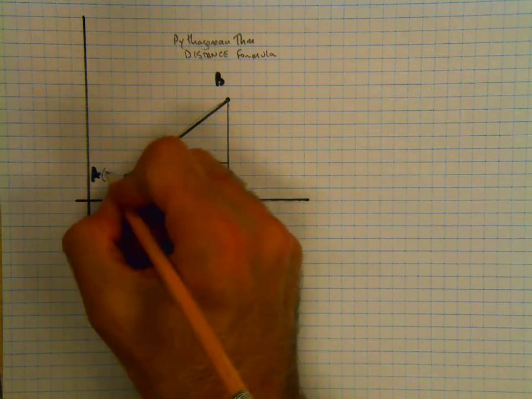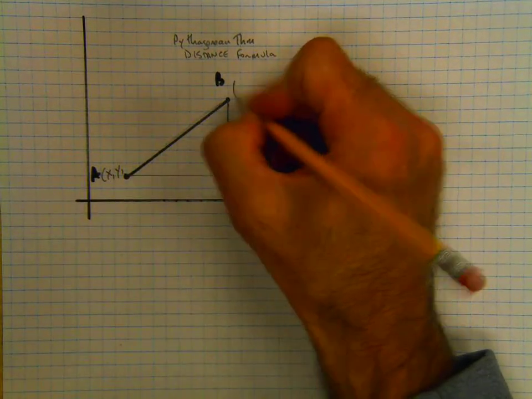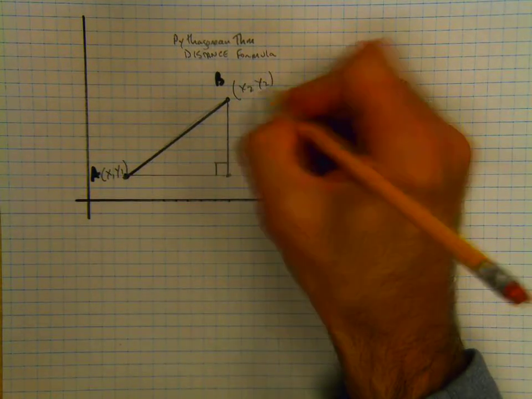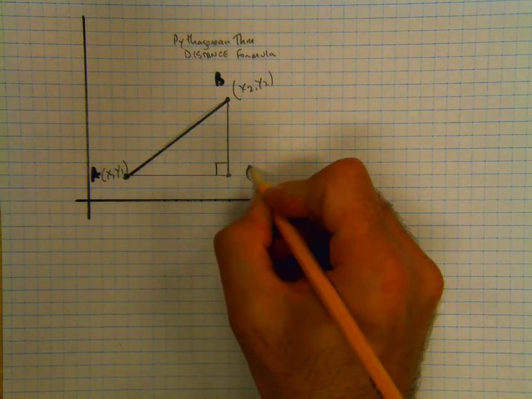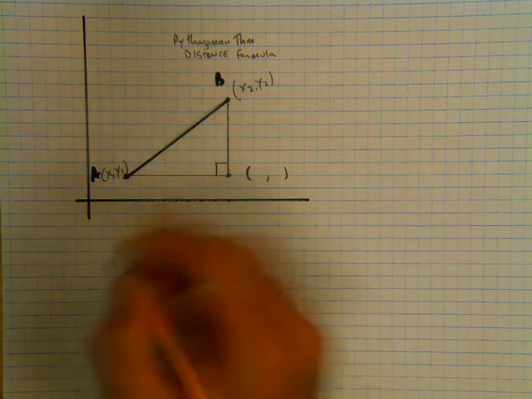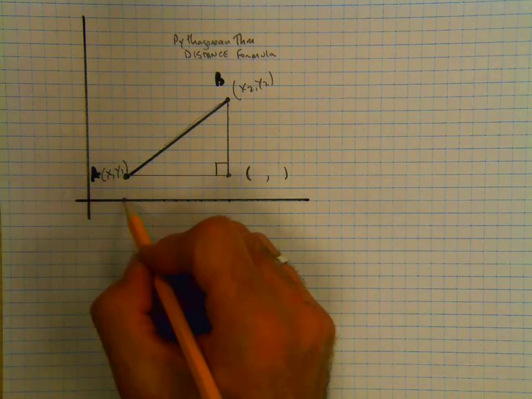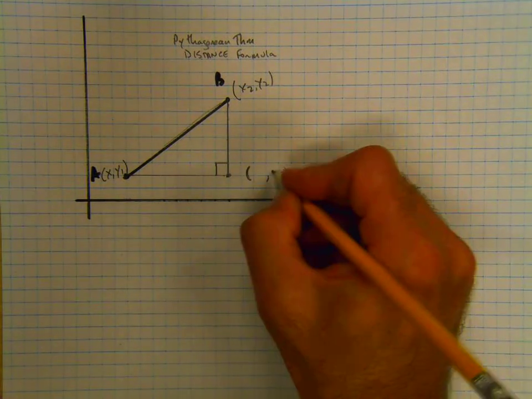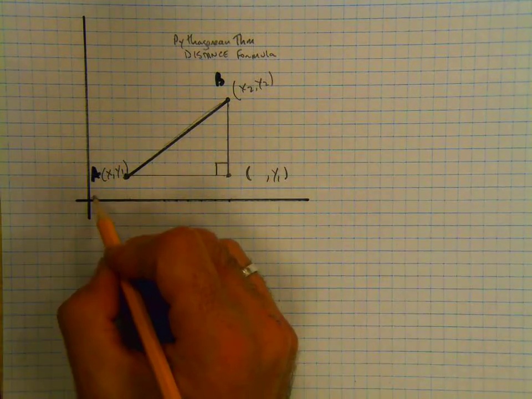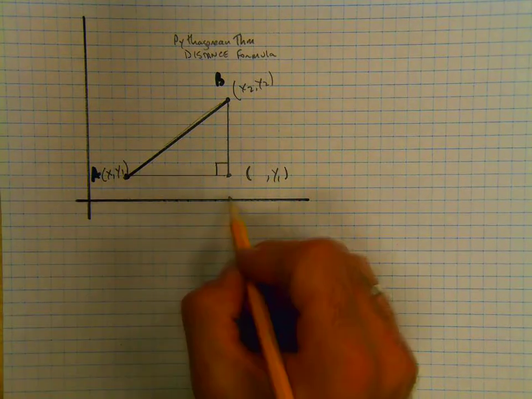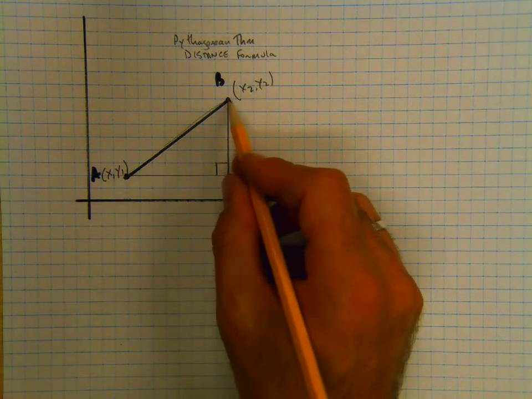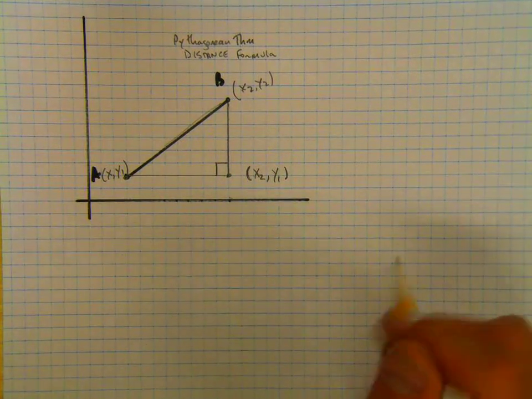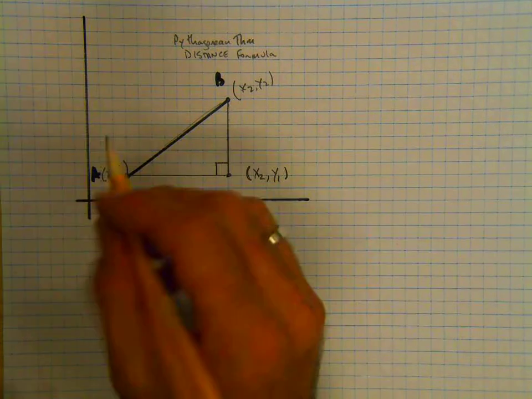All right, so I'm going to call this X1 and Y1, that point right there, and I'm going to call that point X2 and Y2. Okay, and let's just figure out what this point is right here. Well, you would go up Y1 to get there. And to go out this far in the X direction, you'd go out that same distance as point B, which is X2.